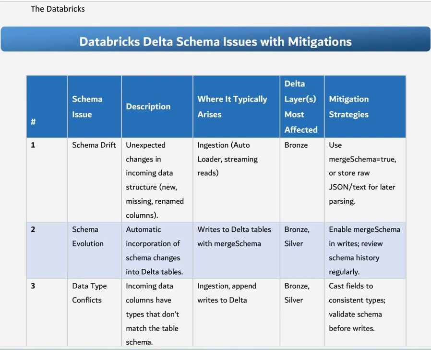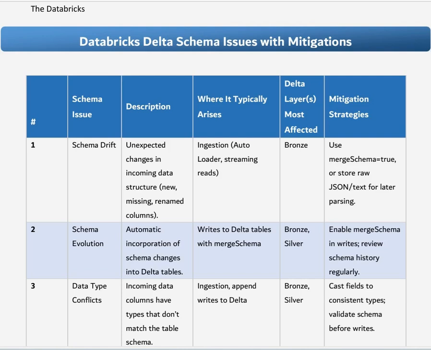Today we're jumping into a topic that might sound a bit technical on the surface, but honestly, it's absolutely critical if you're working with data. We're talking about Databricks Delta Schema issues. Think about your data pipelines, right? They need to run smoothly. And schema problems, they're often that hidden snag that can just grind everything to a halt.